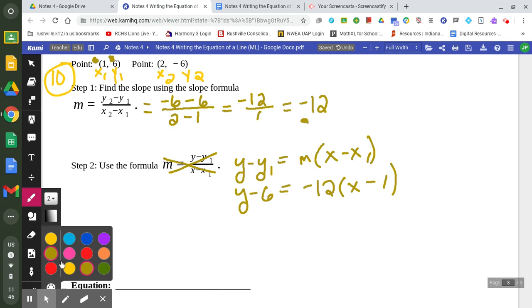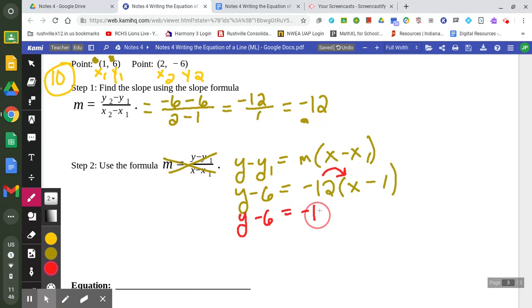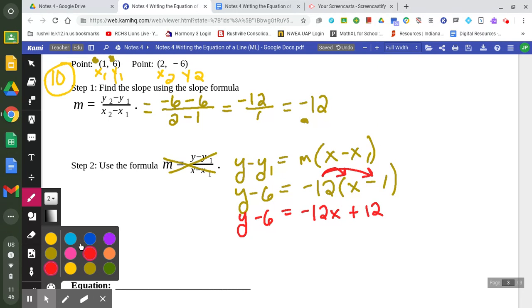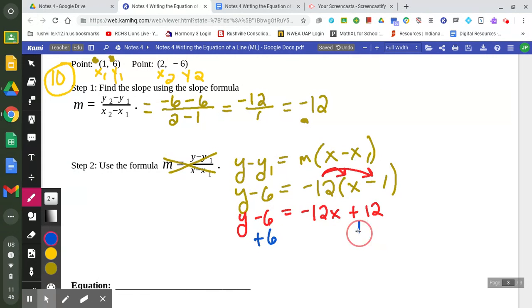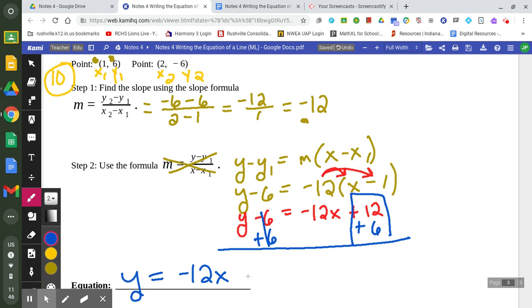I'm ready for distributing. So y minus 6 equals negative 12 times x is negative 12x. Negative 12 times negative 1 is positive 12. Then I'm ready to solve for y. So plus 6 on both sides of the equal sign. And so now my equation is y equals negative 12x, and I have to add my 12 and 6 to get plus 18.